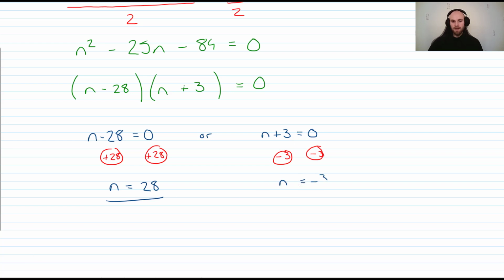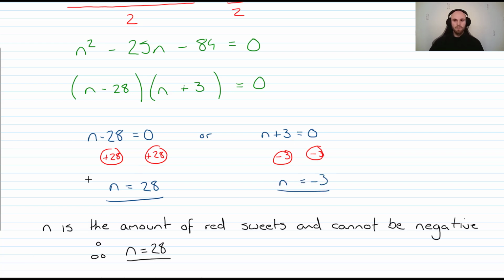And that is going to give us n equals minus 3. But remember, n is the amount of red sweets, and therefore cannot be negative. So therefore the answer is going to be n equals 28, and this n equals minus 3. We just forget about it, we cancel it.